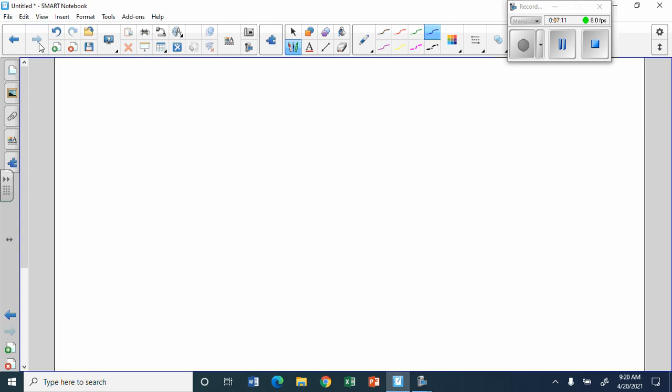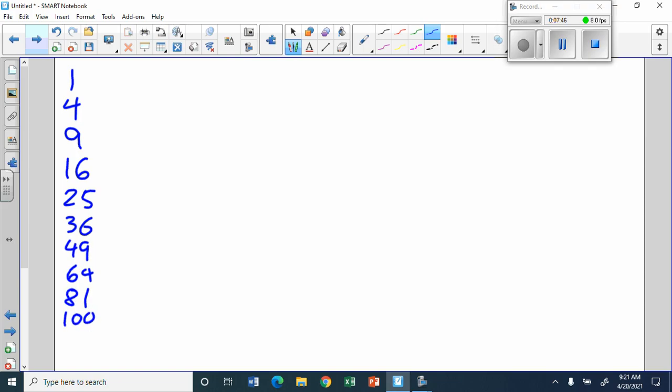Now, it helps us if we think about what our perfect squares are. Okay? The counting numbers that are perfect squares would be 1, 4, 9, 16, 25, 36. And we can keep making this list: 36, 49, 64, 81, and 100.